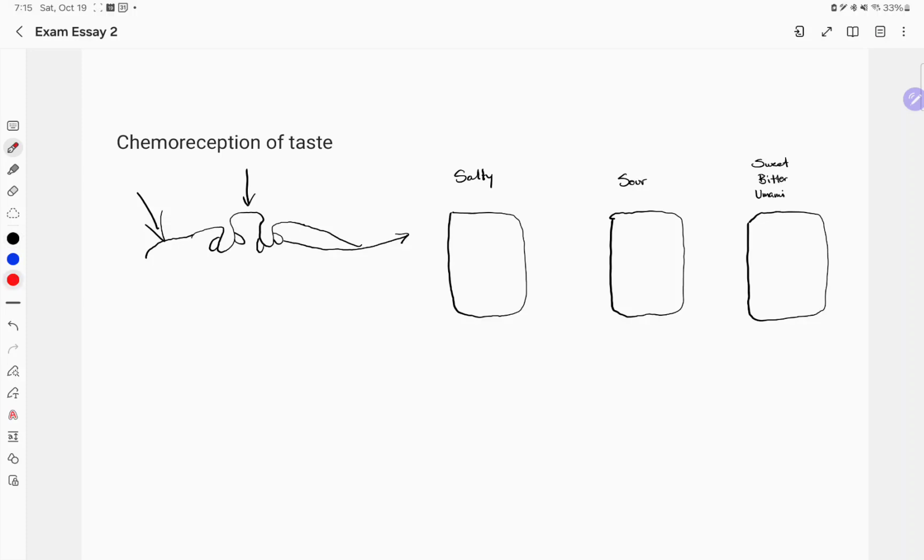So for our salty and sour are pretty similar pathways. So I'm just going to draw them out. So we have our epithelial sodium channel, so ENaC for short. That's this channel here. And some sort of ligand from something we eat that's salty is going to bind to this channel, open it, and you'll have all this sodium that will rush into the cell.